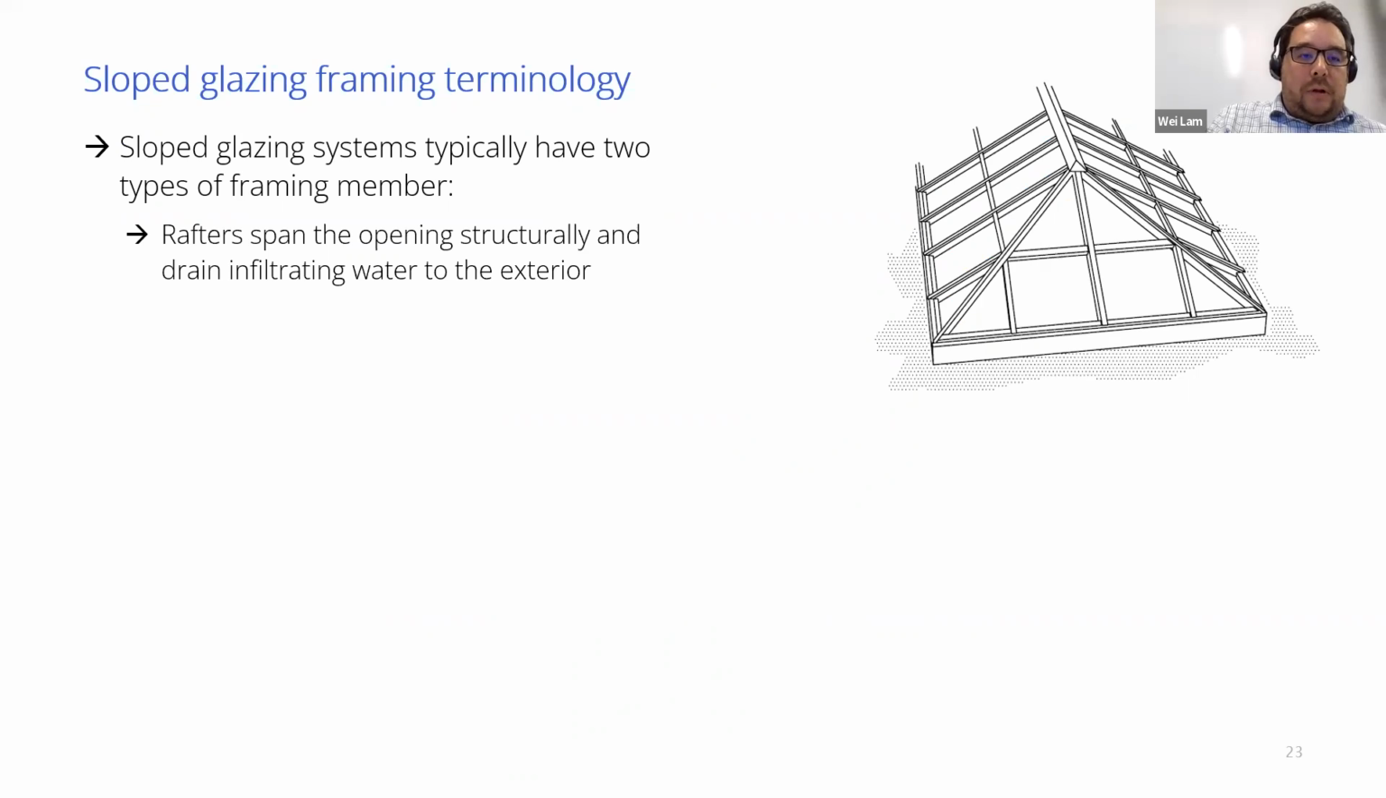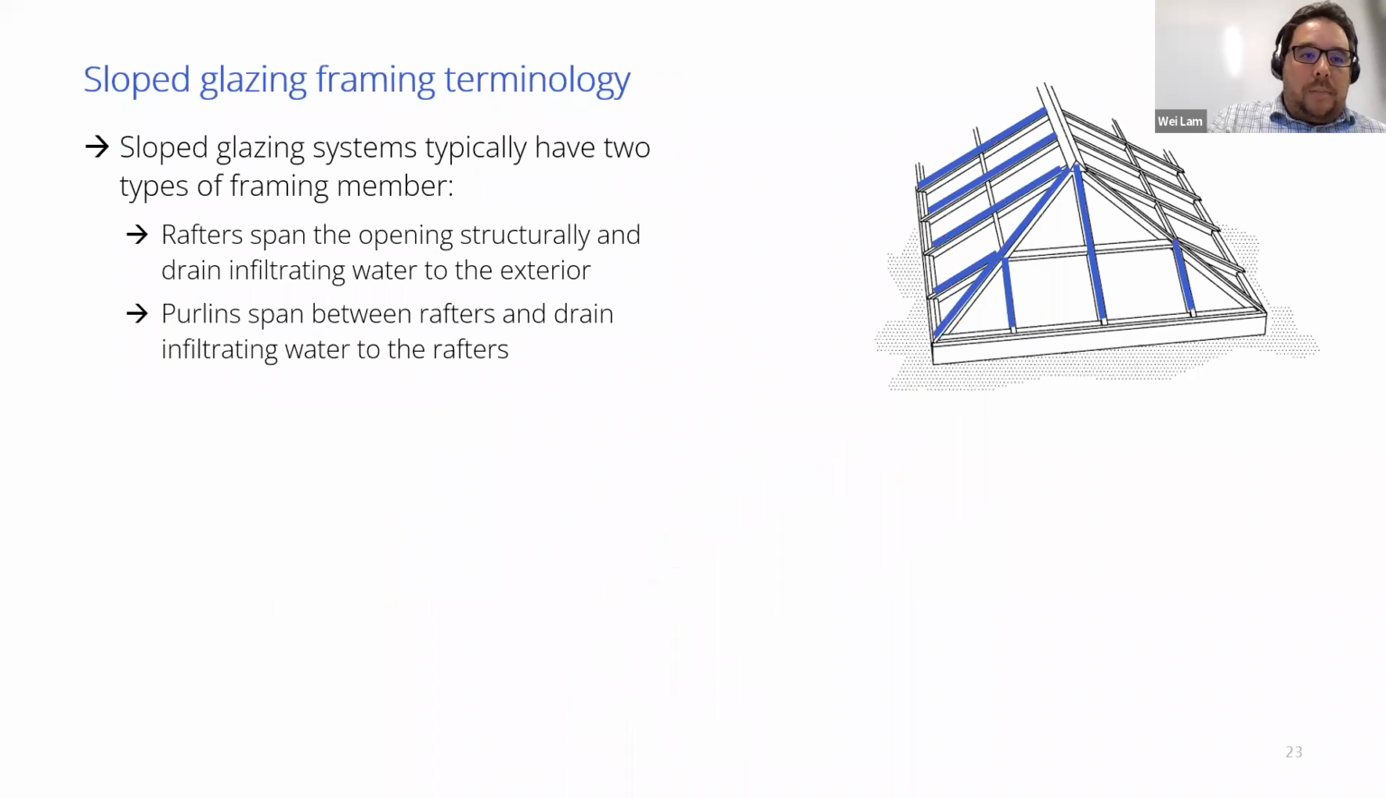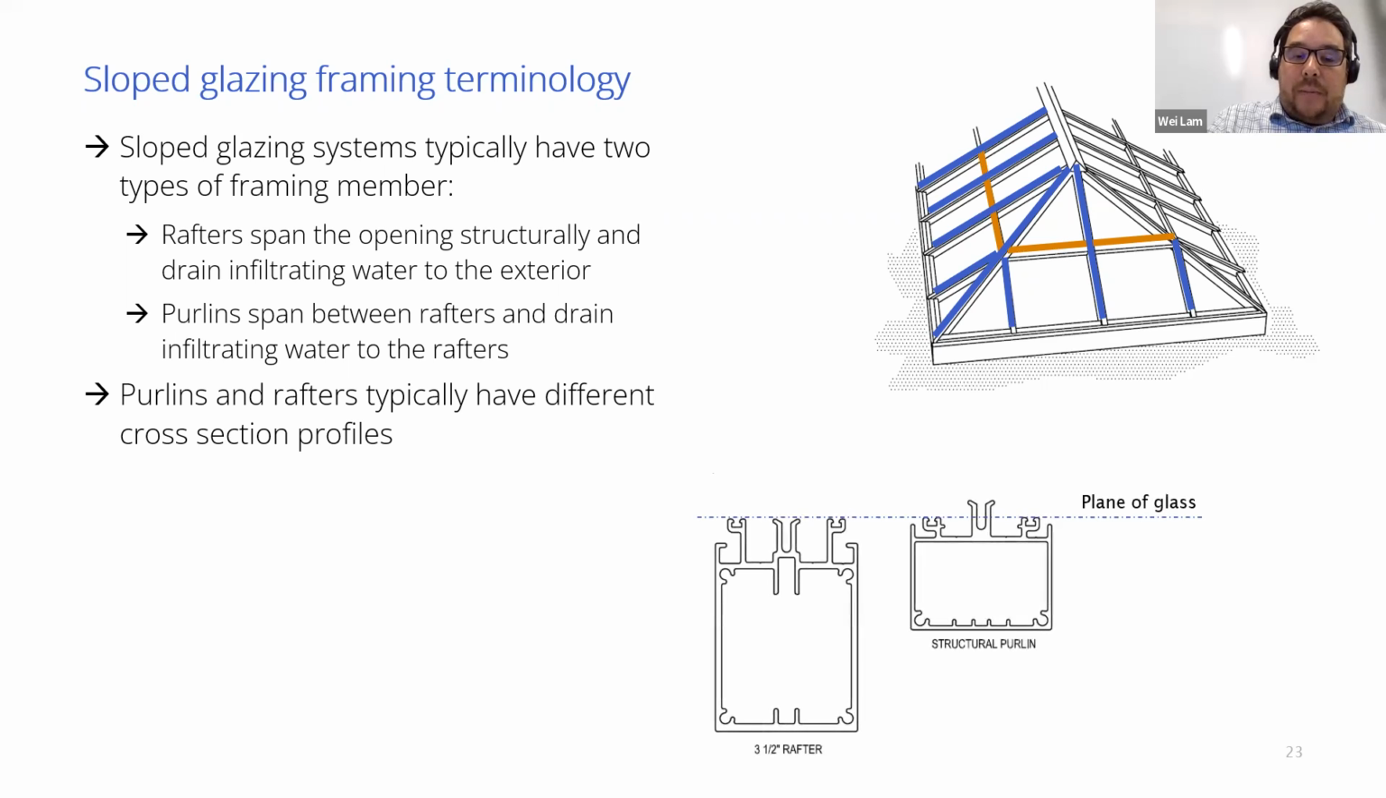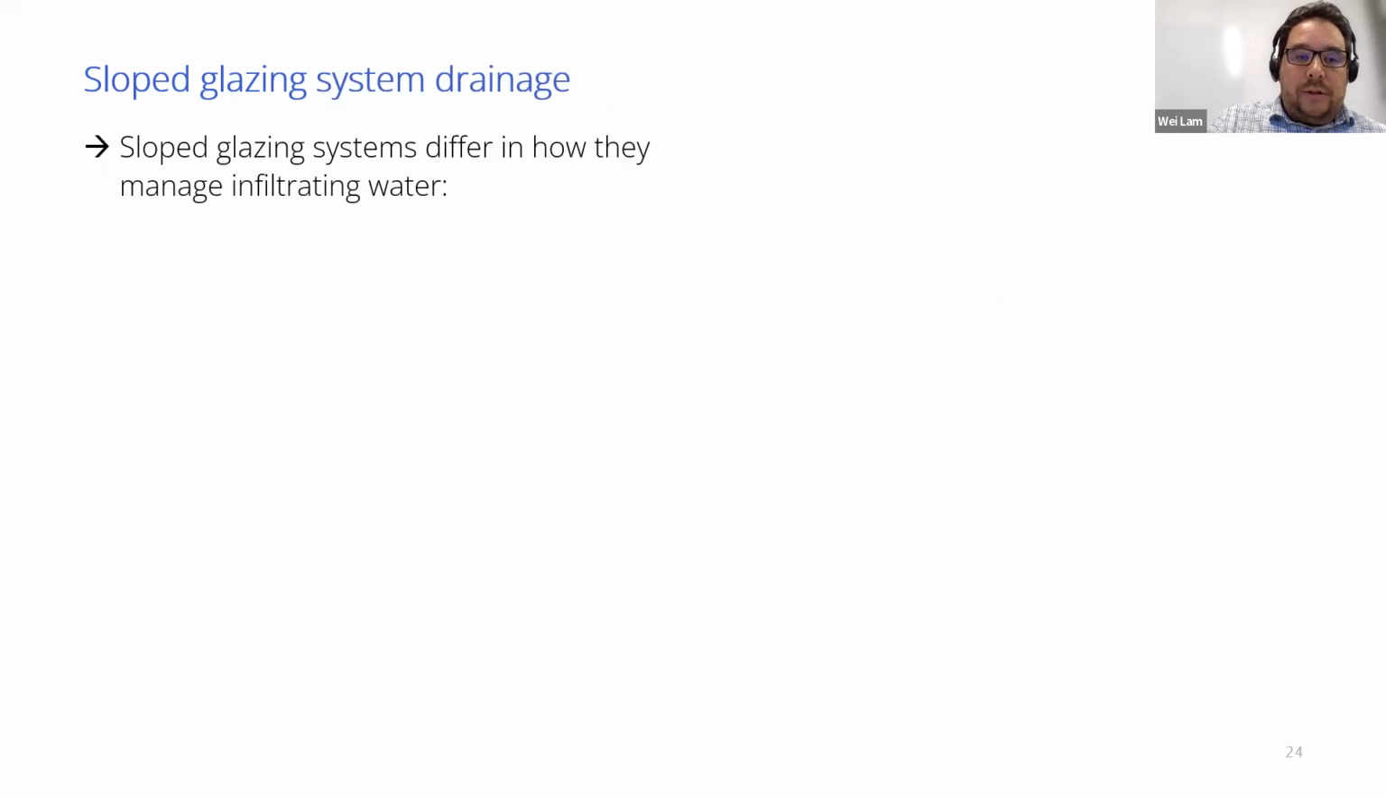So just to cover a little bit of slope framing terminology, I've already used it a little bit. The rafters are the vertical components, the vertical mullions that span the opening structurally and drain infiltrating water to the exterior. The purlins span between rafters and drain the infiltrating water to the rafters. Purlins and rafters typically have different cross-section profiles, with the rafters generally having the deeper section, and the structural purlins having a shallower section.